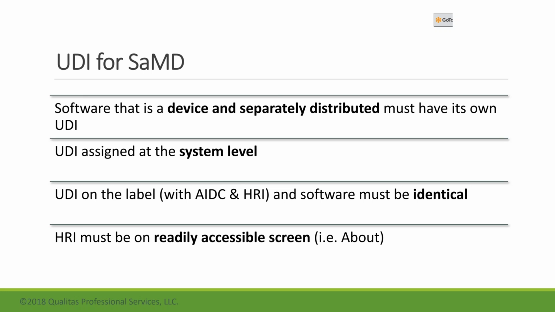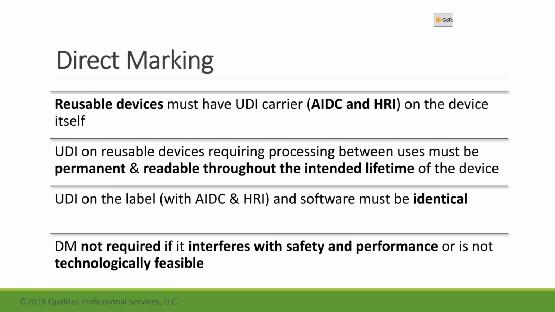So here we get into direct marking a little bit. Per the MDR, reusable devices must have that UDI carrier on the device itself. The MDR says it has to have the AIDC and that human readable, so the barcode and the human readable. I've got some screens later on that show distinct differences between the two, between the US and the EU, and this is one of them. UDI on reusable devices.